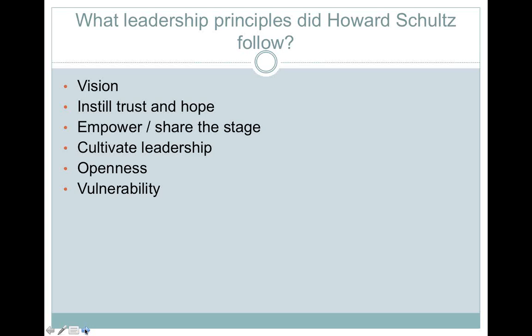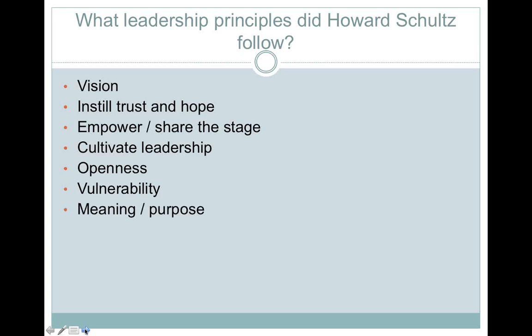Now, this is relatively new in leadership thinking, the notion that a leader can show some vulnerability. We tend to think that leaders should not show any of their weaknesses or vulnerabilities at all. But he has been open about his own vulnerability, and this has helped people to see him as being very human, as somebody that they can relate to. So he has turned that into a strength.